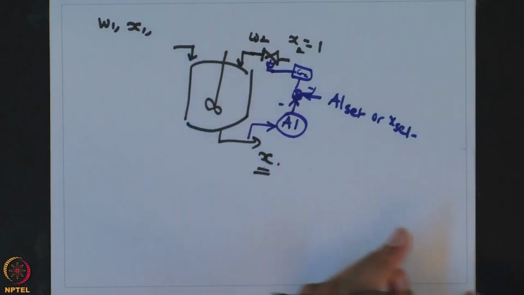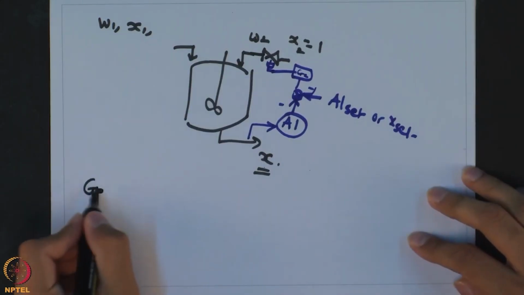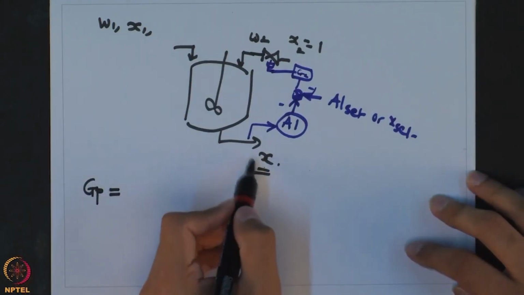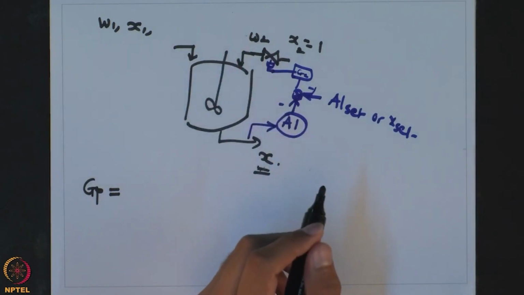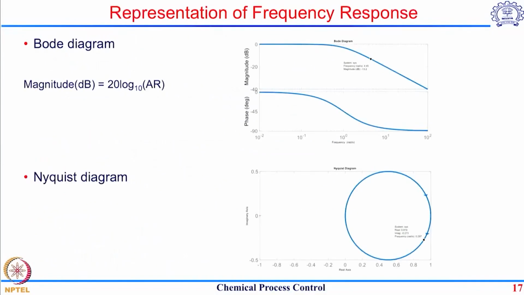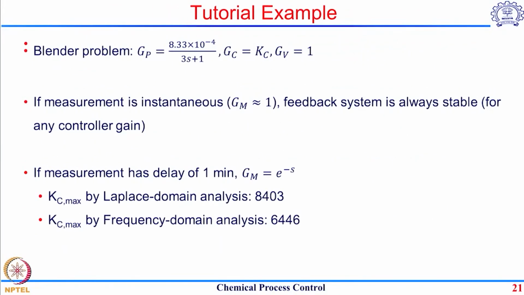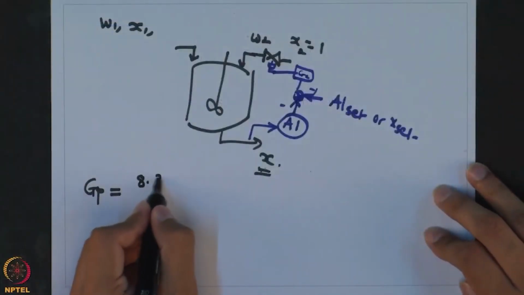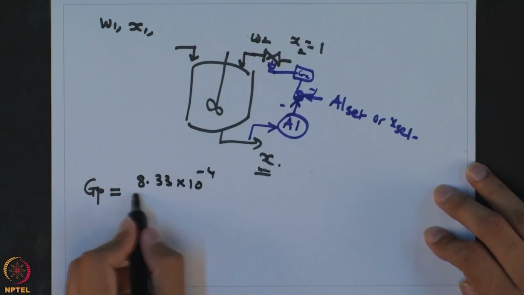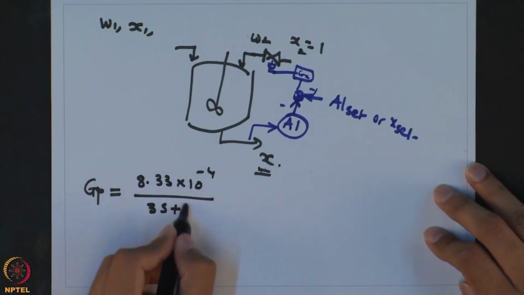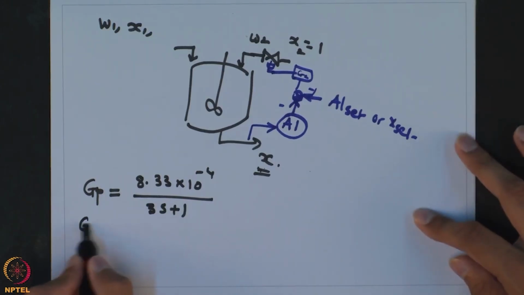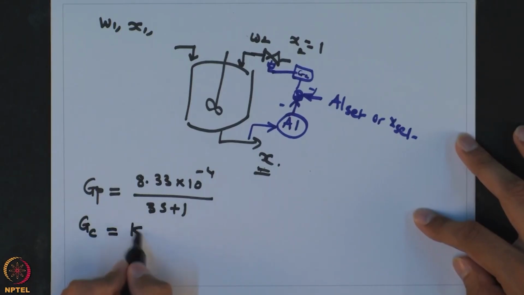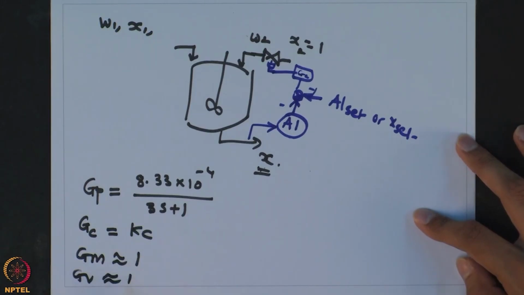That controller will then change the flow rate of this blending agent. For one such example, the process transfer function, which is the transfer function between this product purity and the flow rate of this blending agent, can be given as 8.33 10 raised to minus 4 over 3s plus 1. We can again see what the effect of controller gain is if we are using a proportional controller, and we can make an assumption that measurement is instantaneous and valve dynamics are fast.